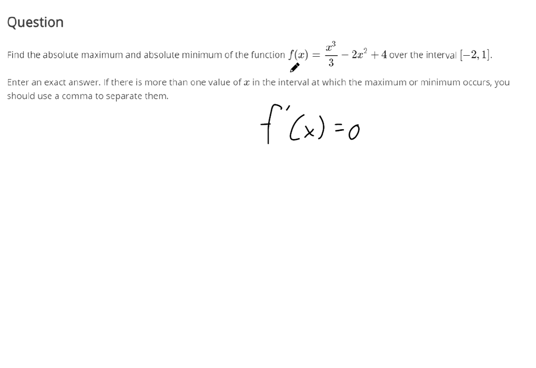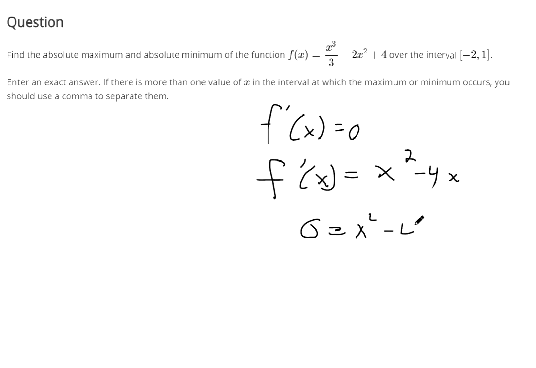Okay, so I'm going to find the derivative of this function. And then I'm going to set the derivative equal to 0. That's a quick equation that we can do. We factor out an x, so you get x equals 0 and x equals 4. Those are the critical points for this function.